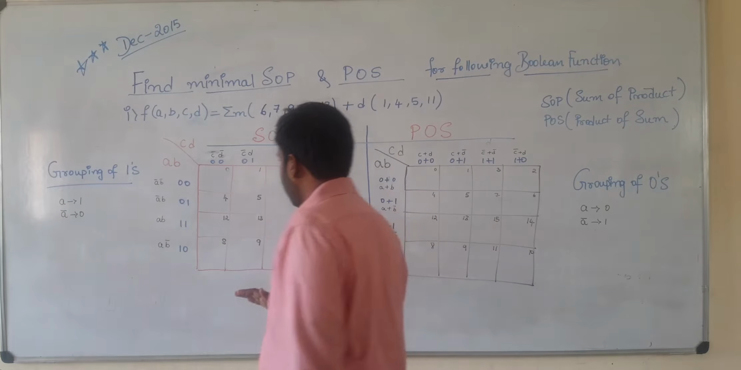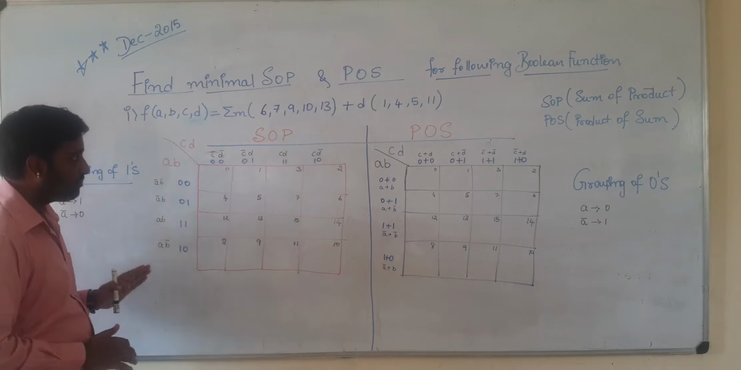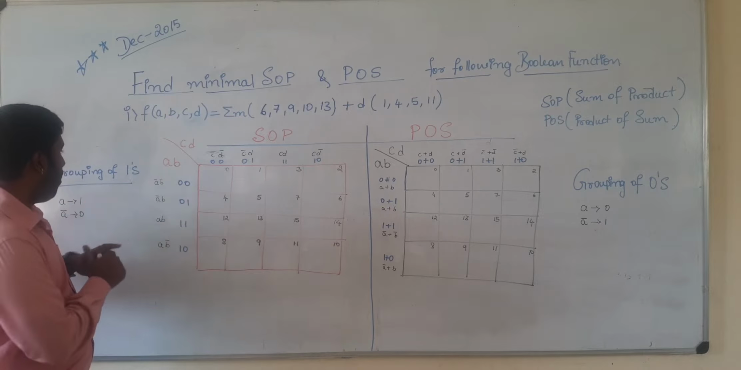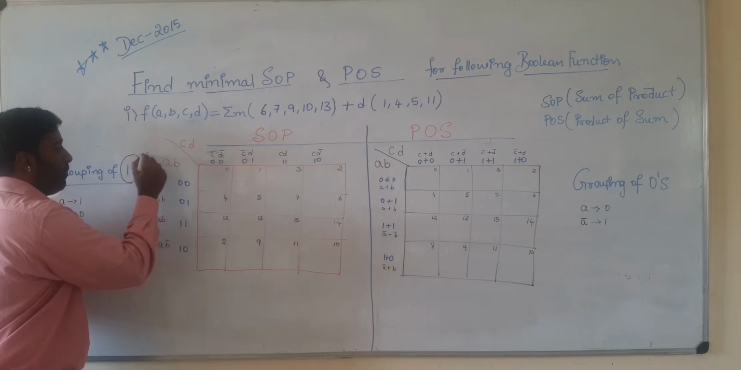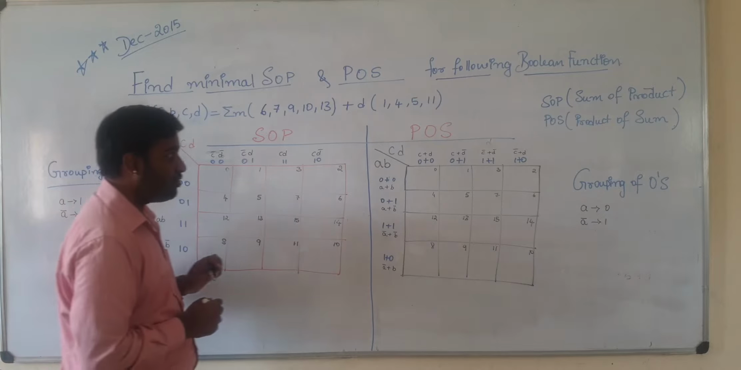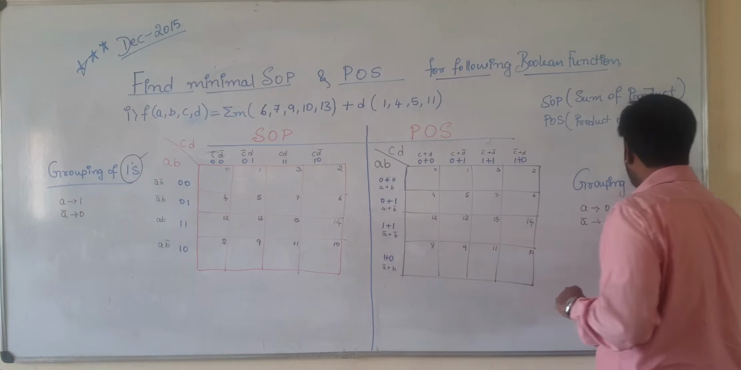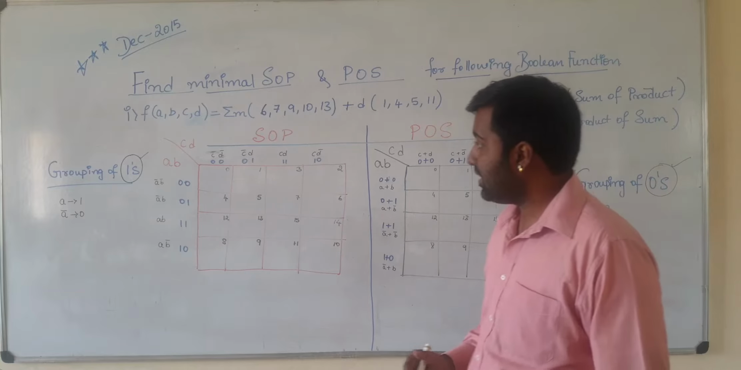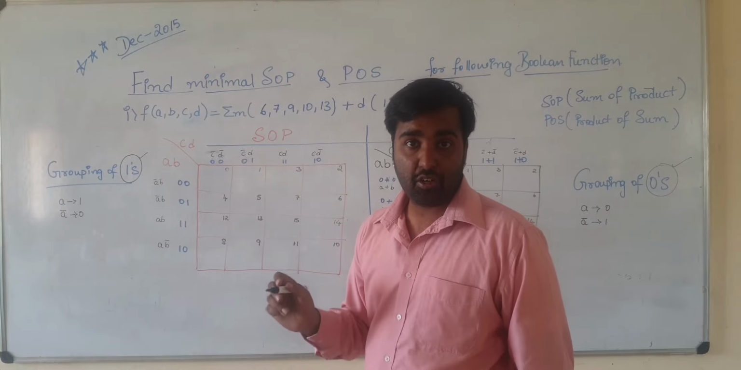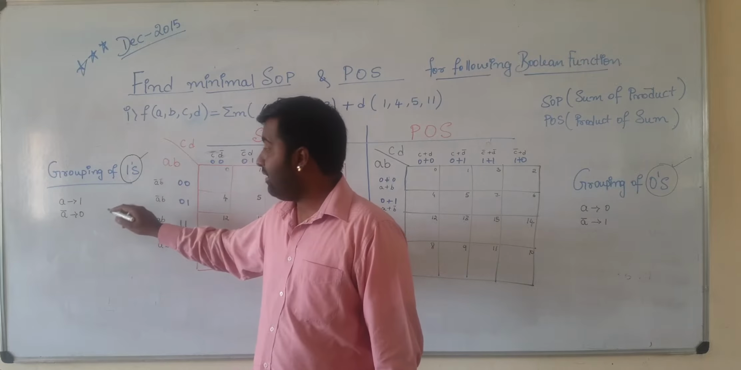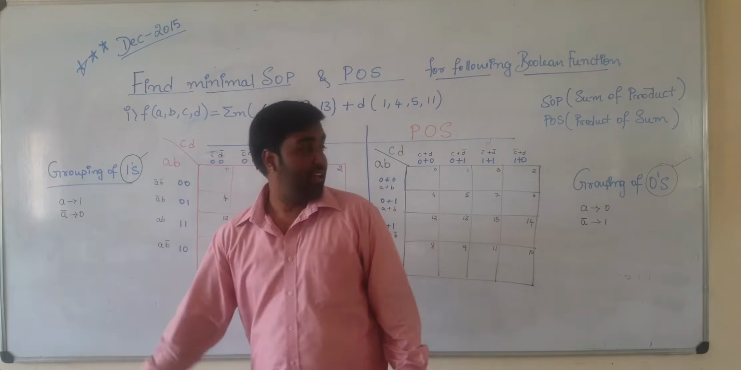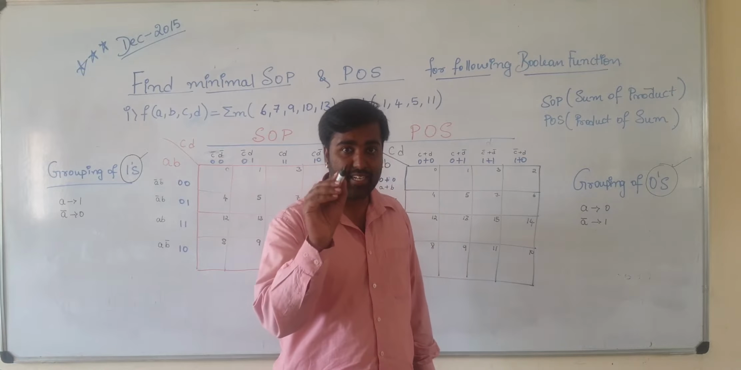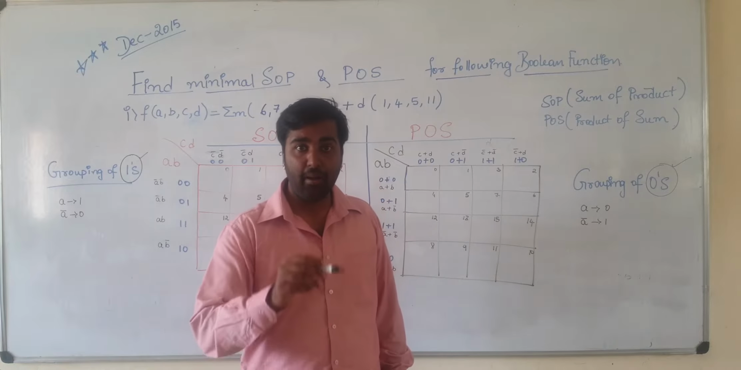When it comes to sum of products, we will always be grouping all the ones. That is the very first point we must remember. When it comes to product of sum, we will always be grouping all the zeros. So the basic difference between sum of product and product of sum is that in sum of products I always group the ones, and in product of sum I always group the zeros.